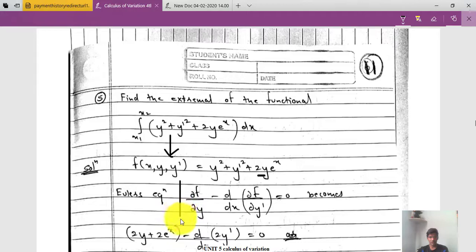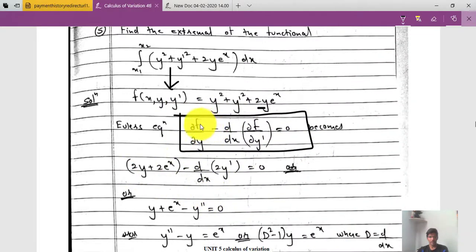So Euler's equation, I need to write it up. After evaluating, with respect to y it is 2y plus 2 e raised to x. Now d by dx of the differentiation of f with respect to y prime, so it becomes 2y prime.